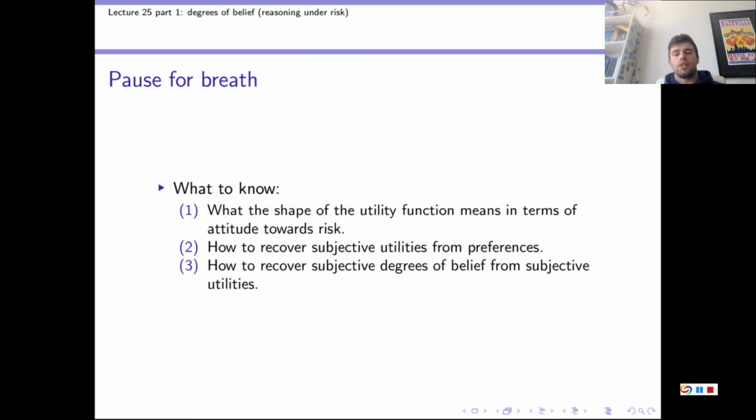So the most important things to know from this video are what the shape of the utility function means in terms of your attitude towards risk, how to recover subjective utilities from preferences using the first representation theorem, and in turn how to recover subjective degrees of belief from subjective utilities. So make sure you can follow the examples that we've been through in the video.